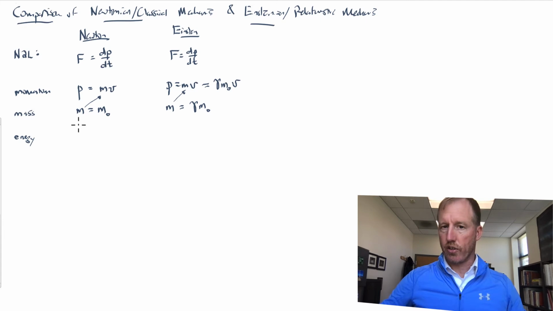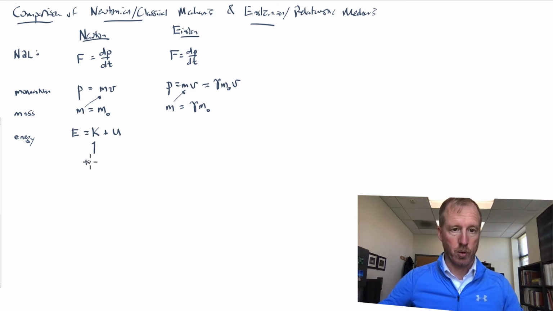Okay? What about the concept of energy? And again, I'm not really justifying these at this point. I'm simply listing the similarities and differences between Newtonian and Einsteinian mechanics. Well, in Newtonian mechanics, the idea is that the total energy of an object can be broken up into the kinetic part of its energy plus the potential part of its energy. So this is the energy of motion, the kinetic energy. And this would be the energy associated with its configuration, or configurational energy, which we would say is potential energy.